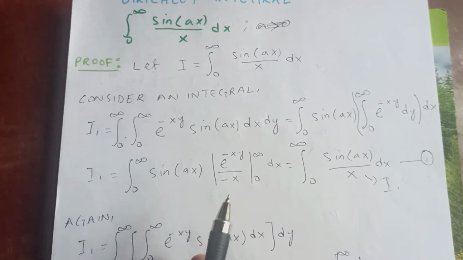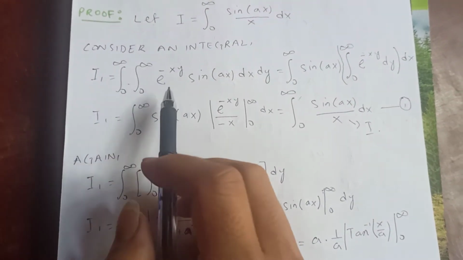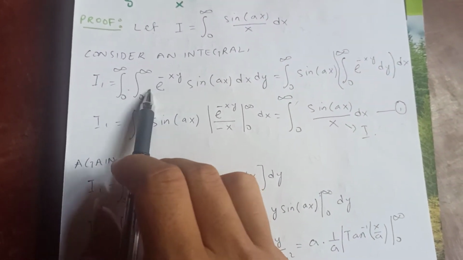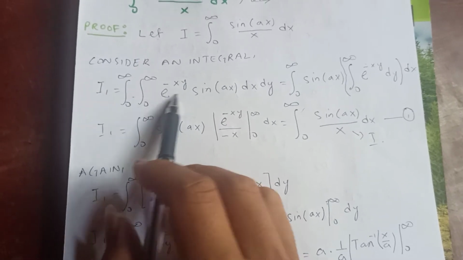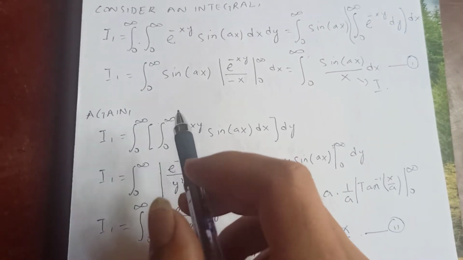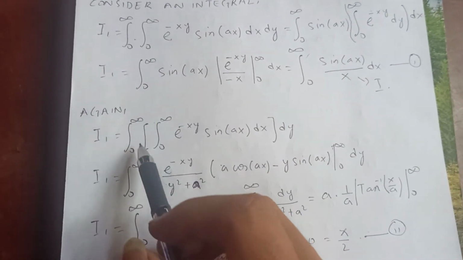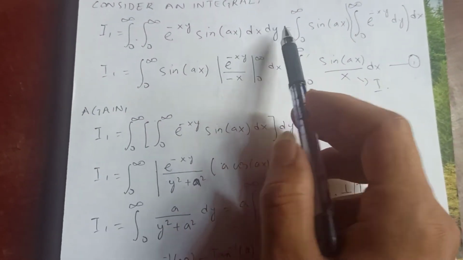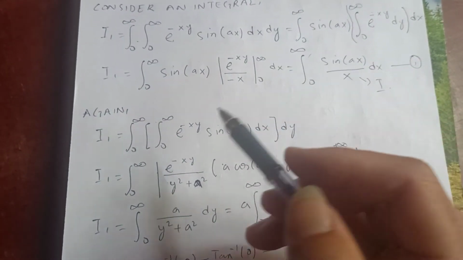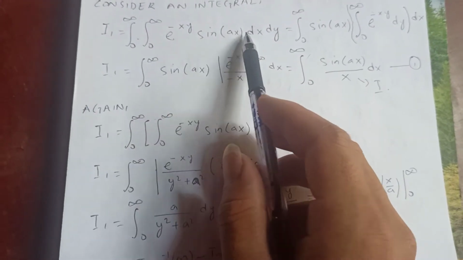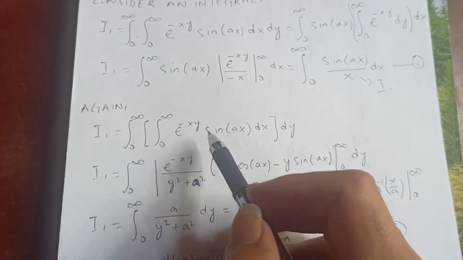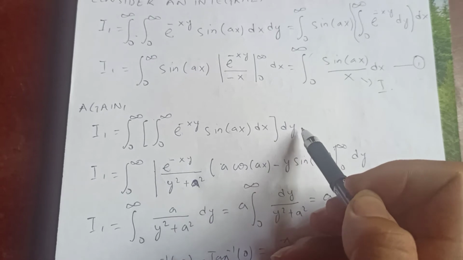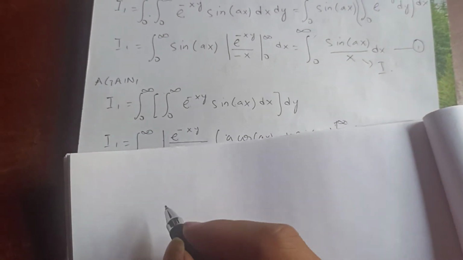Now let's evaluate this double integral. So I1 is equal to the integral from 0 to infinity, the integral from 0 to infinity. Now I'm going to take out this y like a constant and integrate the x part: e to the negative xy sin ax dx times dy.